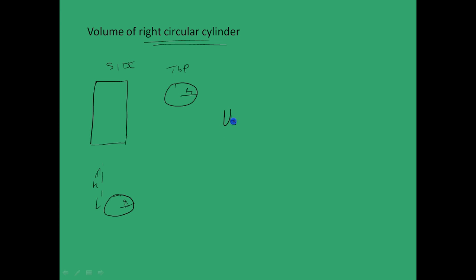And so therefore the volume of a right circular cylinder is equal to base area into height, which is equal to, the base area here is pi r square, and the height is h. So therefore the volume of a right circular cylinder is pi r square h.